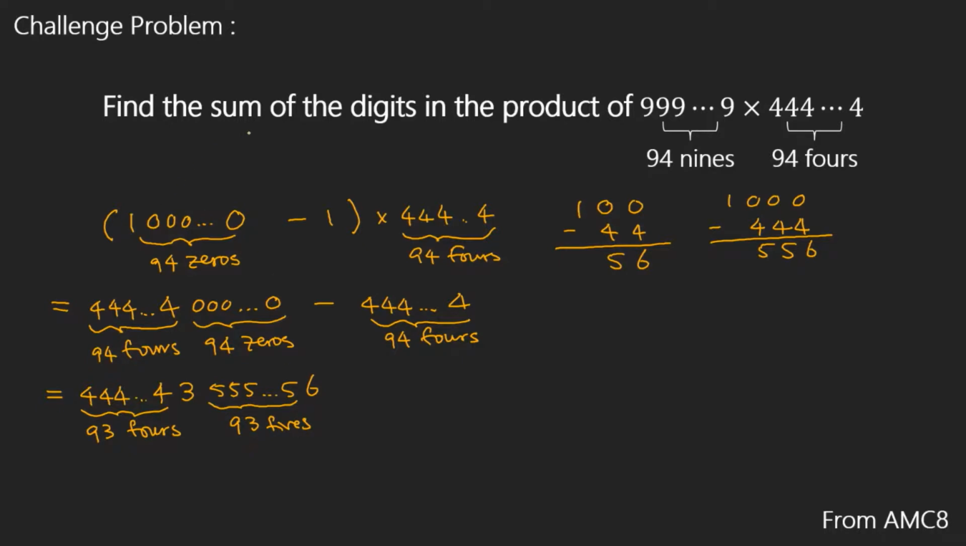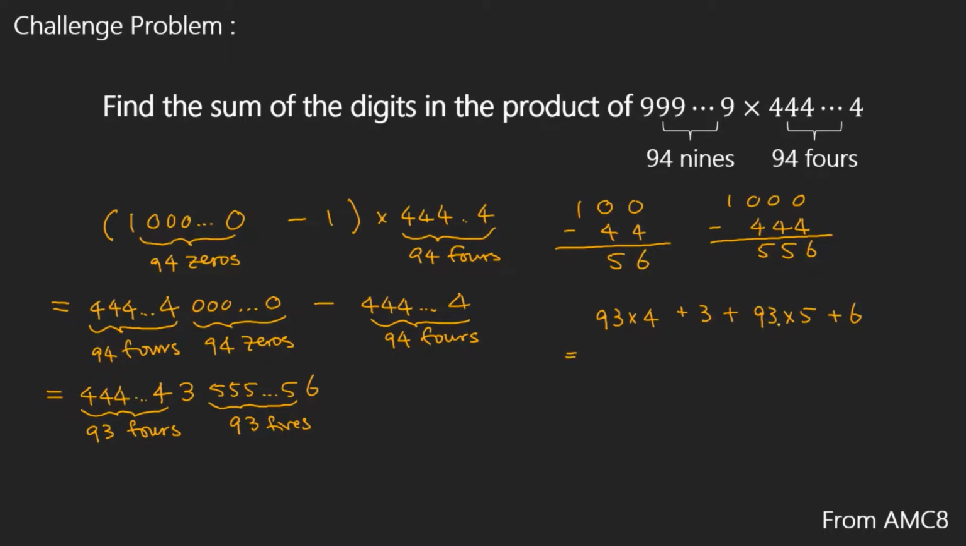Now the question is asking for the sum of digits in the product. So we have to add all of these up. Okay, so let me write it on the side here. So we have 4 plus 4 plus 4, and so on and so forth, 93 of them. So if you add all of these together, that's essentially 93 times 4. Then we have the digit 3. And then we add up 93 fives, so 93 times 5. And then we have the last 6 here. So this expression will give me the sum of the digits.